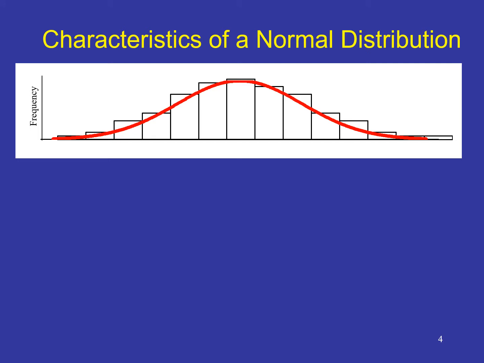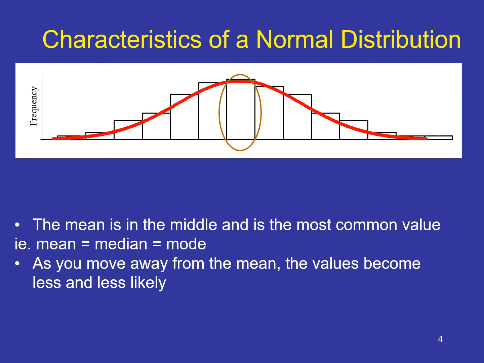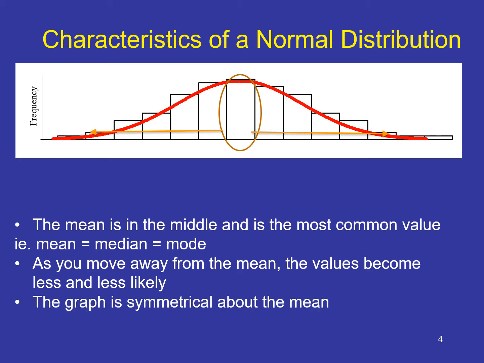A normal distribution always has these characteristics. The mean is always in the middle, and it's always the most common value. So in other words, the mean equals the median, which equals the mode for a normal distribution. And then as you move away from the mean, the values become less and less likely. And the graph is symmetrical about the mean.